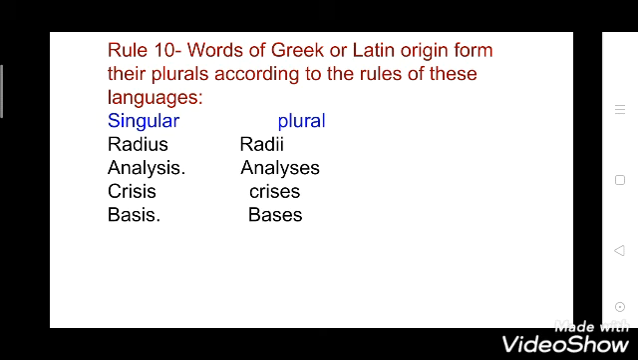Now see the rule 10. Words of Greek or Latin origin form their plural according to the rules of those languages. So in this they will change according to their rule. Okay, so there are few words. The first one is radius, then it will change to radii. Second is analysis, it will change to analyses. Crisis, it will change to crises. Basis, it will change to bases.